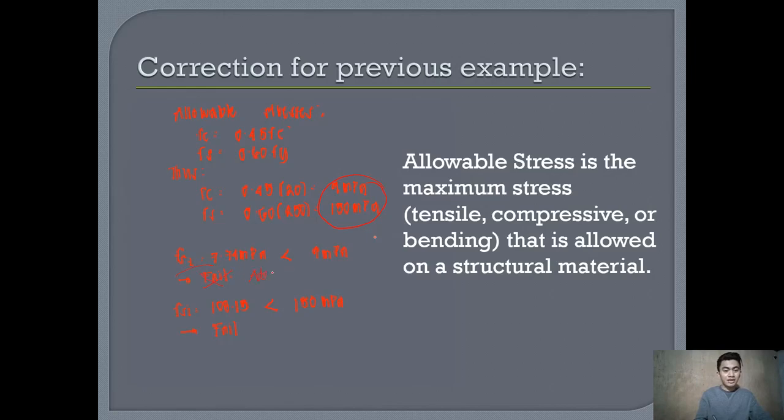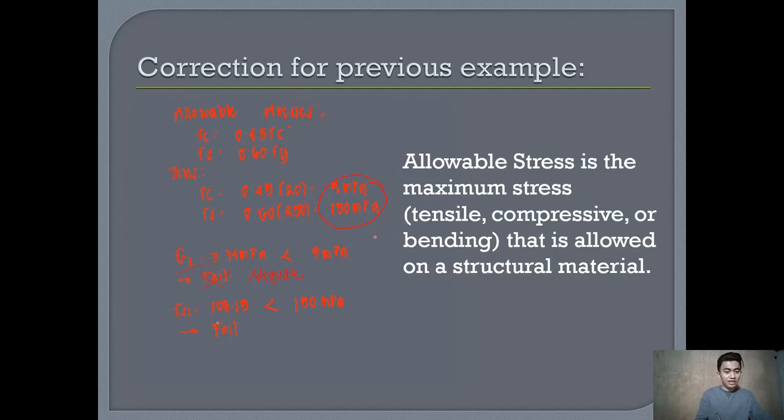So it passes now the criteria. Kindly correct that again. I'm very sorry again for this one. And the same goes if we are going to compare the bottom part of our composite beam: the stress at the bottom part of our composite beam with the allowable stress for steel, which is 150 MPa. It is less than the allowable stress, which is the maximum stress that is allowed for that steel material.